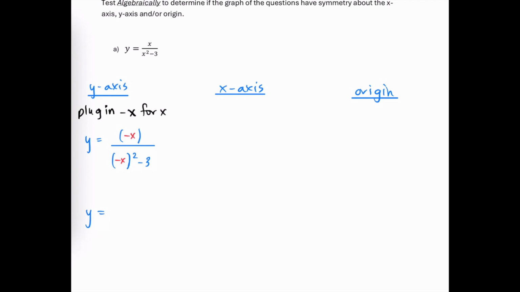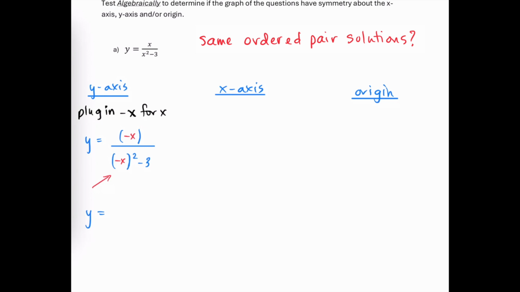And now we need to simplify, because what we're trying to determine is whether or not the resulting equation has the same collection of ordered pair solutions. Essentially, the action of replacing x's with negative x's causes the graph to flip over the y-axis. So when we flip this thing over the y-axis, is the graph going to be the same? If so, that would mean that it's symmetrical over the y-axis. So let's take a look.